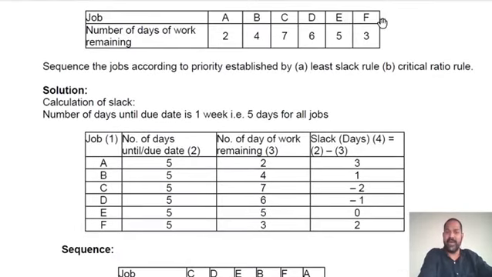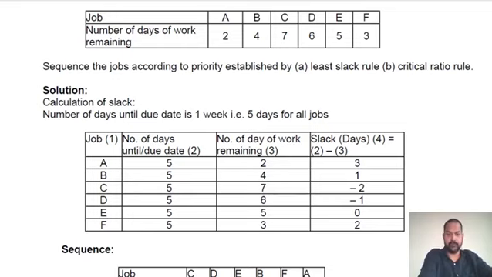Job A to F, number of days work remaining. So they have given you how much of work is remaining. What do they want you to do? They want you to sequence this according to priority A, least slack rule, which we just did, and priority B, which is the critical ratio rule, also known as CRR. Okay. So one thing at a time again. Let me first write down the data.